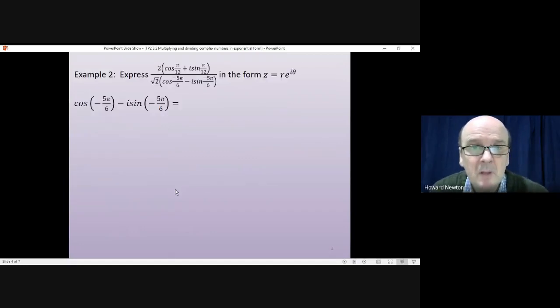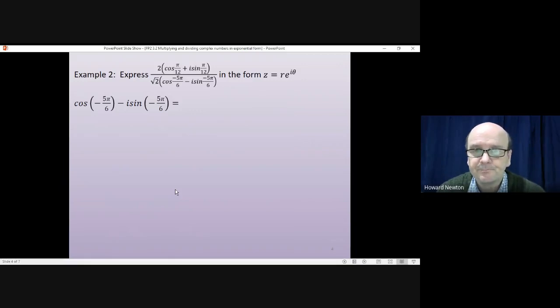Second example, we're asked to express that large expression there in the form z equals r e to the i theta, so in exponential form. And I've started the question off just because it's so easy to miss this. The complex number on the bottom of the fraction is not written in the standard modulus argument form because there is a minus in the middle. There has to be a plus. So that's the first thing you need to resolve. But I'll let you have a go at this yourself first. So pause the video again, have a go by yourself, come back to me when you're ready.